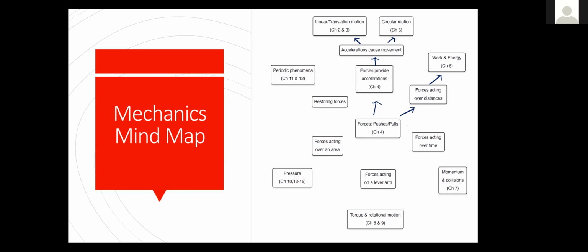And when forces act over time, they relate to momentum and then collisions, which we're going to discuss in chapter 7. We're also going to emphasize the conservation principles and how we can analyze that. Forces can also act on a lever arm to produce what we refer to as torque, which leads to rotational motion. And that's what we're going to cover in chapters 8 and 9. It's kind of analogous to linear motion. This time, we're going to look at it in its angular form.